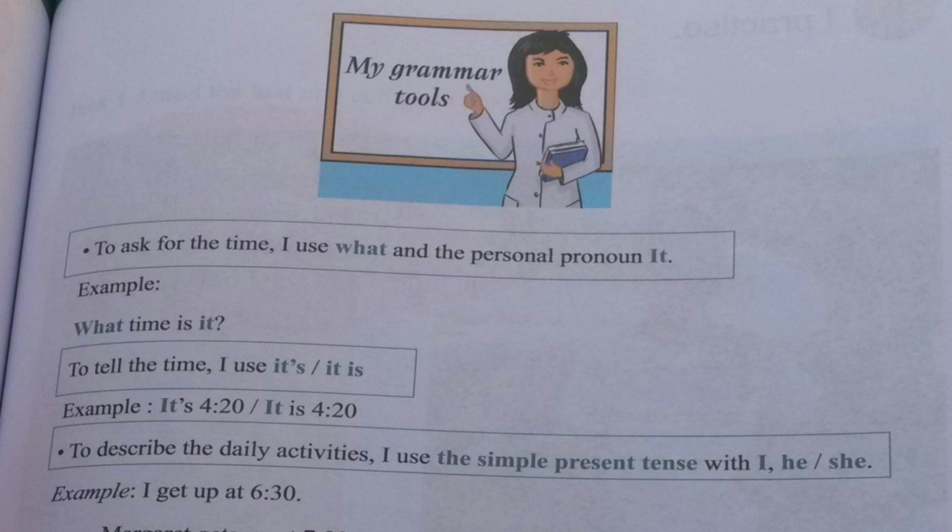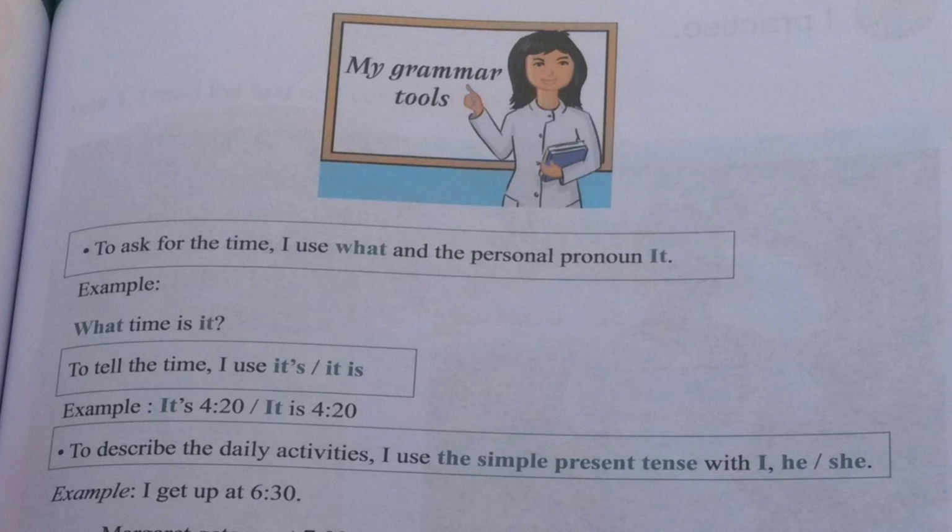To tell the time للتعبير عن الساعة أو الوقت. I use أنا أستخدم it's أو it is. It's أو it is بمعنى إنها الساعة. مثال example It's 4:20 إنها الساعة 4:20. It's 4:20 أو نقول It is 4:20.